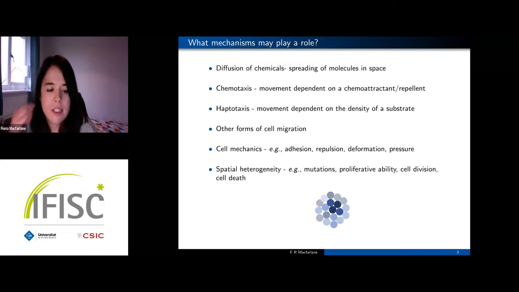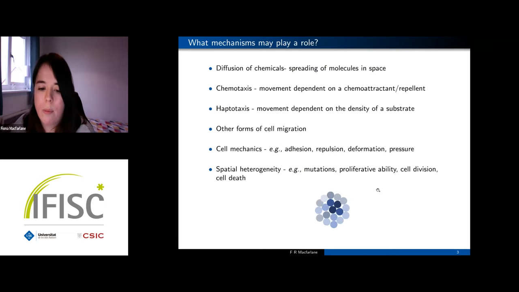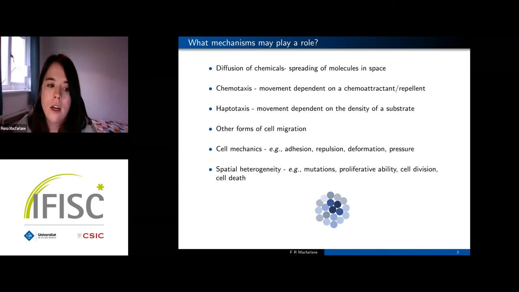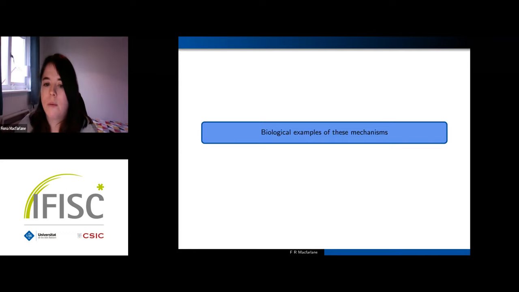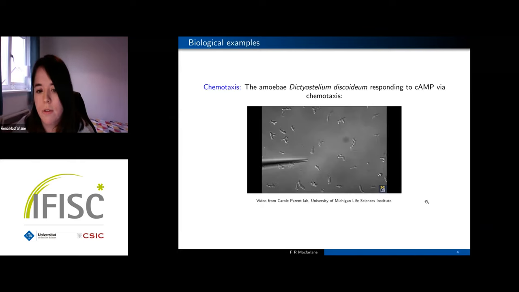Another mechanism that might lead to patterning would be things like spatial heterogeneity within a cell population. So that could be things like mutations or different proliferative ability of cells, or things like cell division or cell death that could lead to these complex patterns forming in the cell population. So just to give an idea of what these mechanisms look like in biology, I've got a few examples, and hopefully the videos will run.